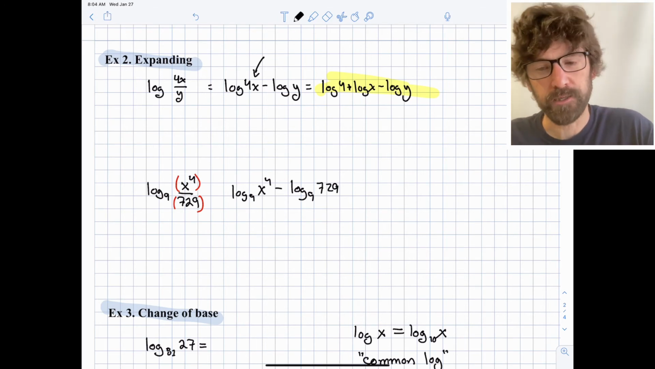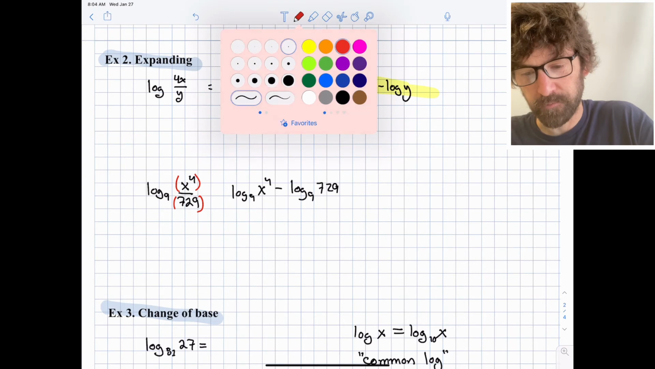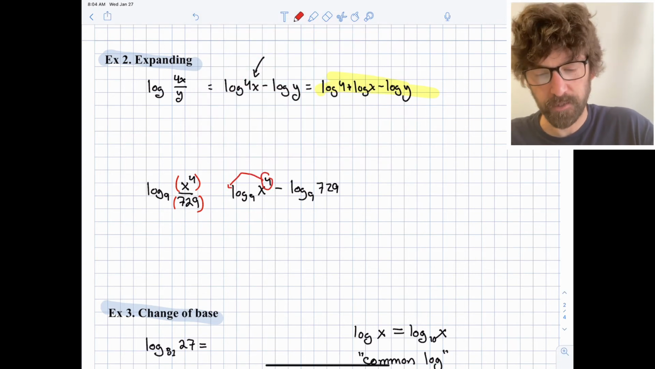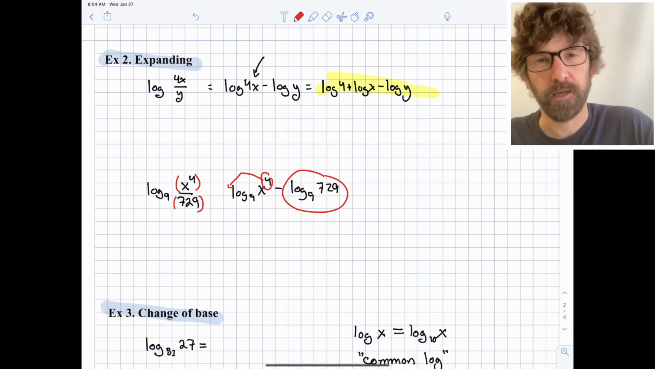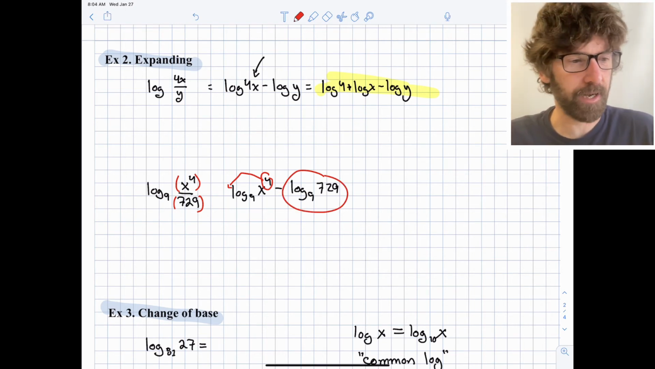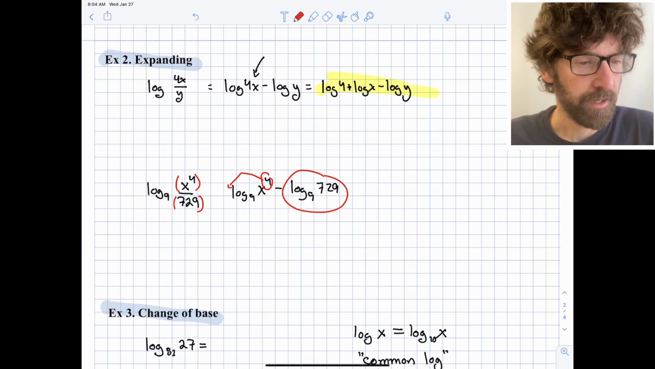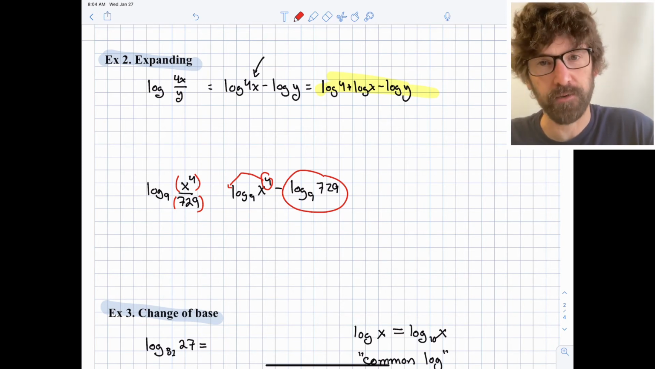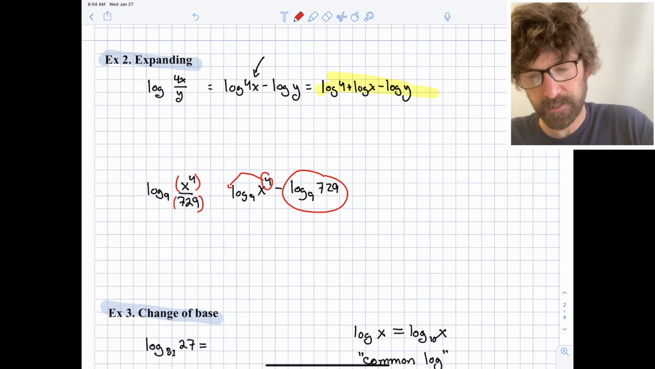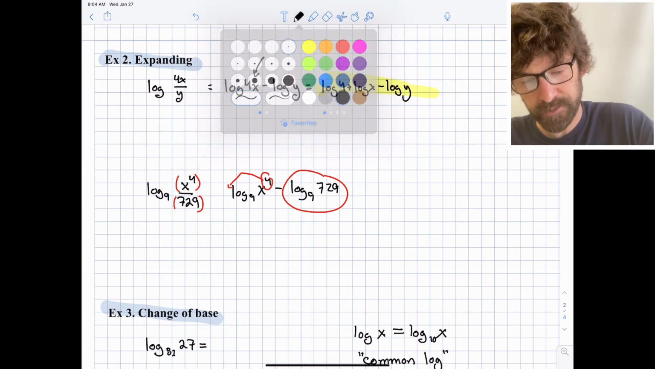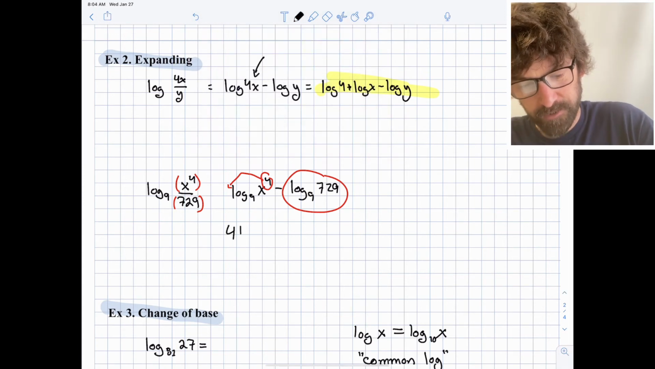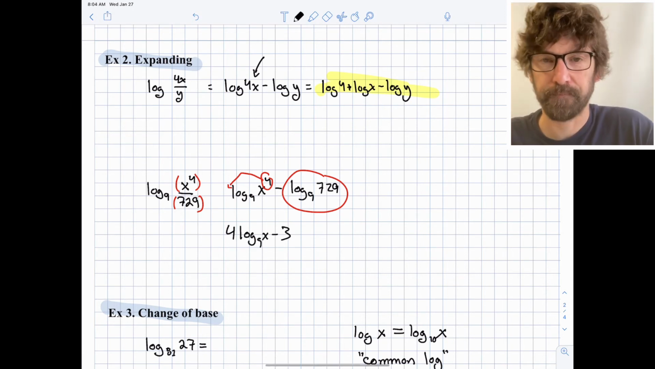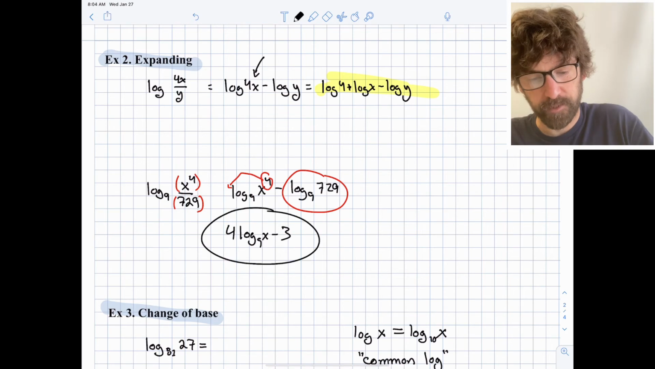Okay, now we can do a couple things. We can apply our power rule, which means that 4 can come down out front. And we can also think over here, that really means 9 to what power is 729? And that's the power of 3. You might not know that in your head, but you can do 9 times 9 times 9 to get 729. So we can do a little bit of simplifying and turn this into 4 log base 9 of x minus 3. That would be our final answer right there.